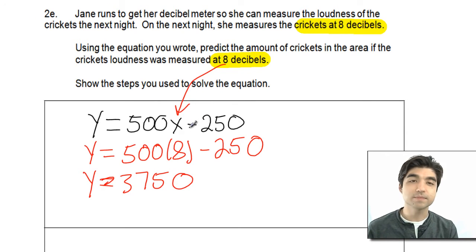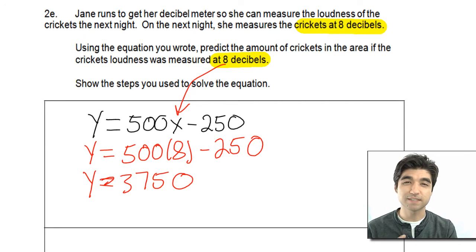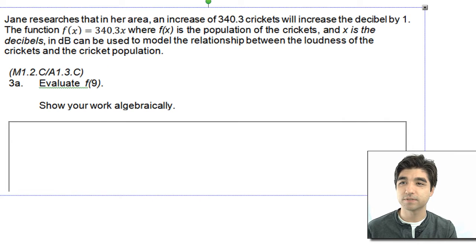Okay, and I'm just going to go to the next one here because that was a pretty short problem. So let's go to 3A. Is that right? I thought there was a 2F. Oh, I guess not.